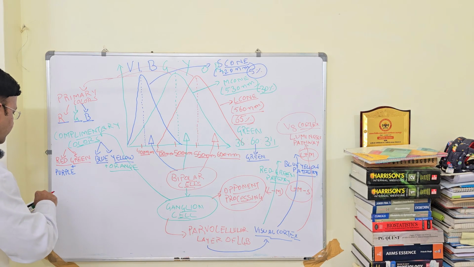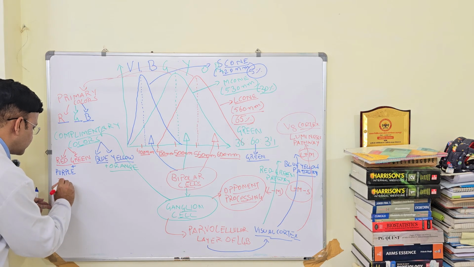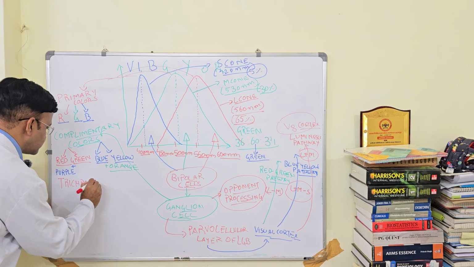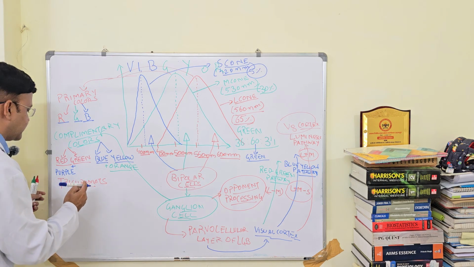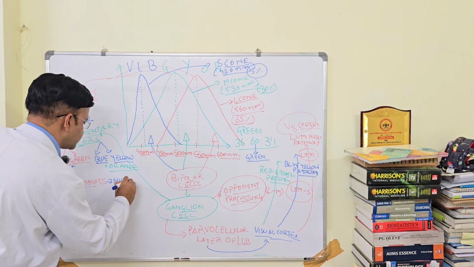So if we take the examples of trichromates, who are all trichromates, we know: humans, apes and monkeys.